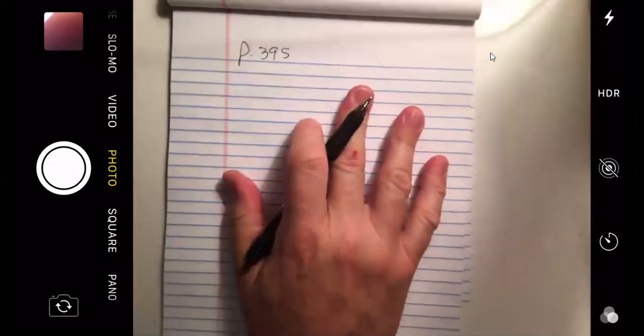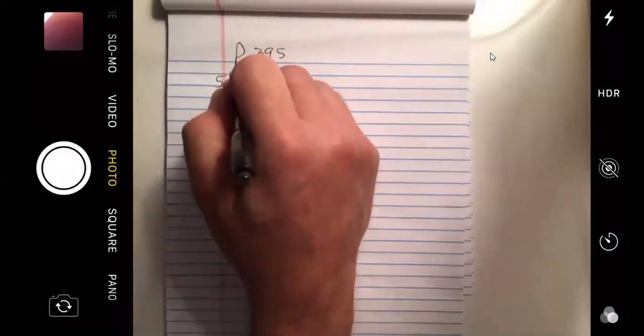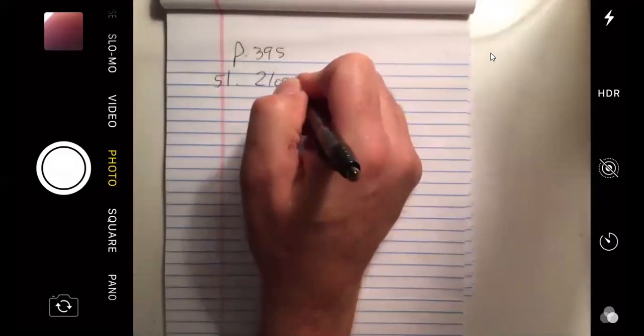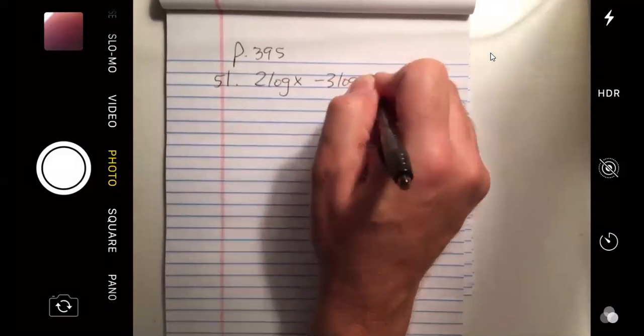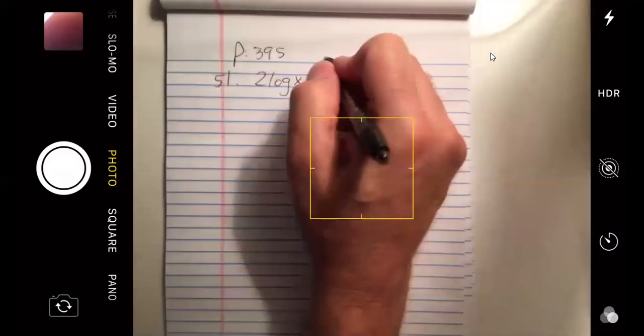Page 395. Try 51. Twice log x minus 3 log of x plus 1. And they want you to combine.